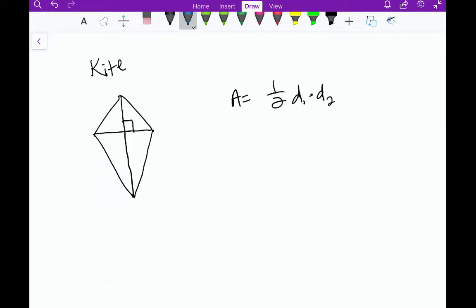Last formula is for a kite, and it is the same formula as a rhombus. But remember that a kite is different than a rhombus, so make sure you don't think about it exactly the same way. The diagonals do intersect at a right angle, but the diagonals don't bisect each other. These pieces are congruent, though. And so, again, the formula would be 1/2 times AC times BD.